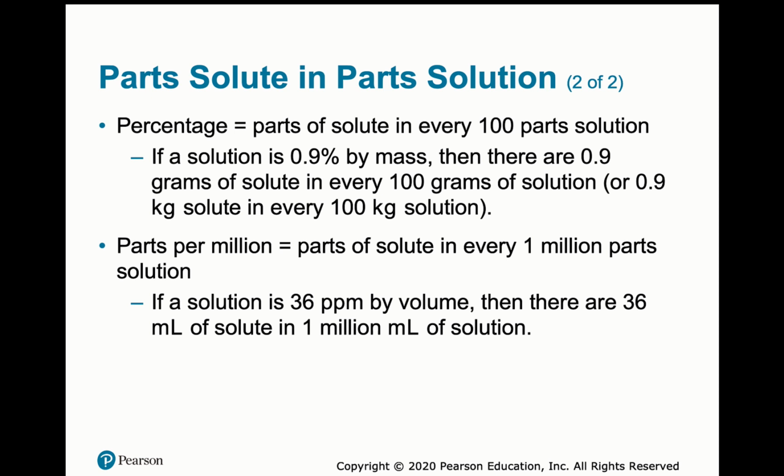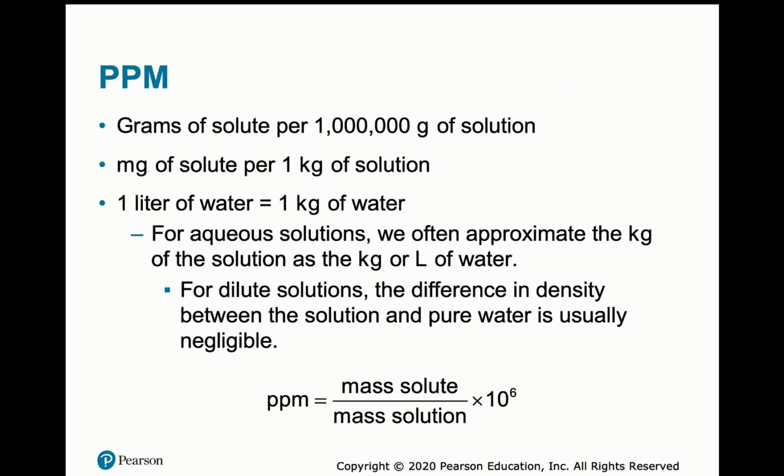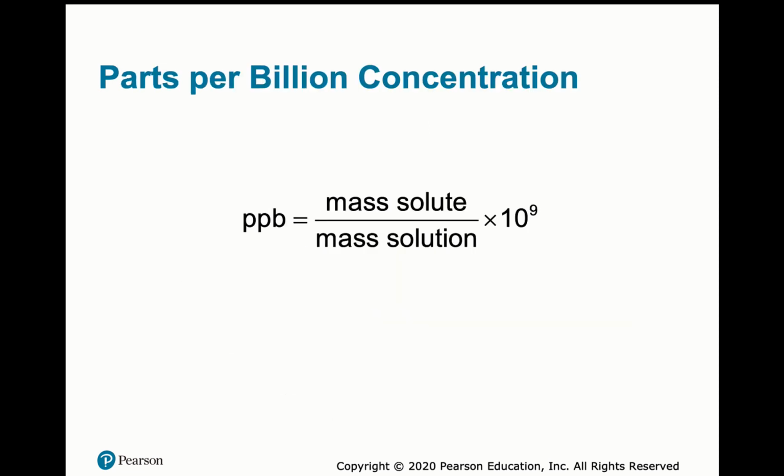So percentage, it's per 100 parts of solution. If it's 0.9%, that means there's 0.9 grams per every 100 grams. Parts per million, for instance, 36 parts per million by volume, there is 36 milliliters over 1,000,000 milliliters of solution. So ppm, parts per million, is grams of solute per 1,000,000 grams of solution, or a milligram of solute per 1 kilogram of solution. A liter of water is a kilogram, so you can use this as a conversion factor.